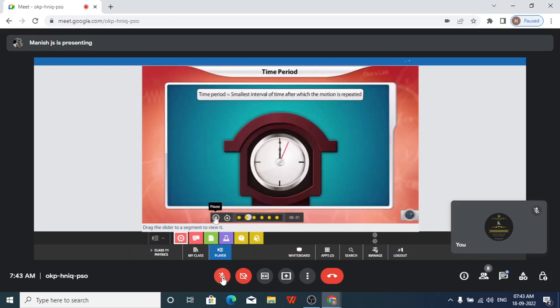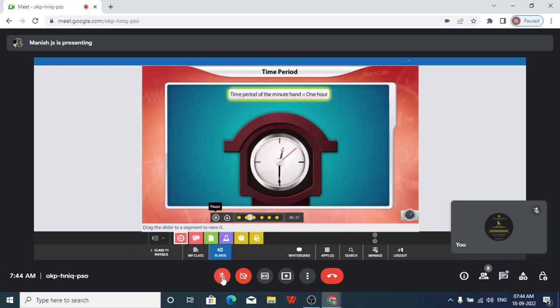Moving on, in periodic motion we can observe that the second hand of a clock comes back to its initial position after 1 minute, hence the time period of the second hand is 1 minute. Similarly, can you tell me what is the time period of the hour hand? In the clock, the big hand, the minute hand, anybody? 1 hour? Yes, 1 hour is the time period, so accordingly we find it. Good.